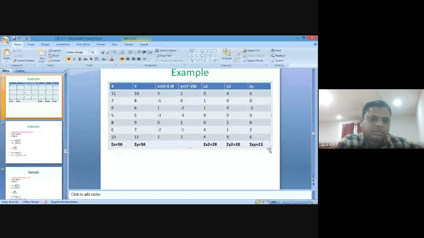Clear? Next one, calculate sigma x. In case of calculating the standard deviation of x, that equals the square root of summation of x square, which is 28, divided by n, which is 7. That is 4. Square root of 4 equals 2. Is it clear? Similarly, in case of standard deviation of y, summation of y square is 28 and n is 7. That is square root of 4, which equals 2. Is it clear?